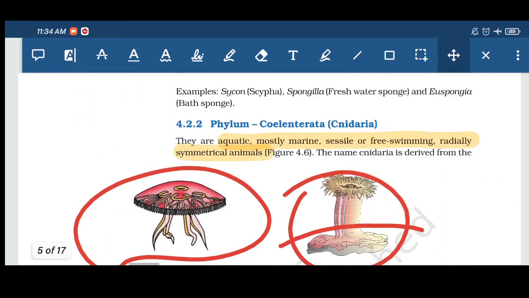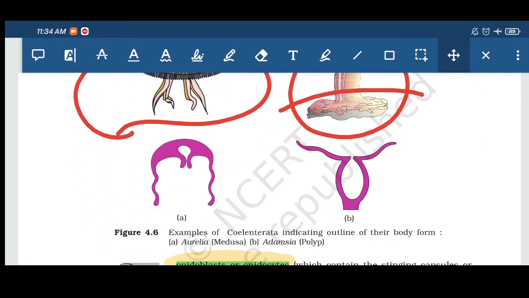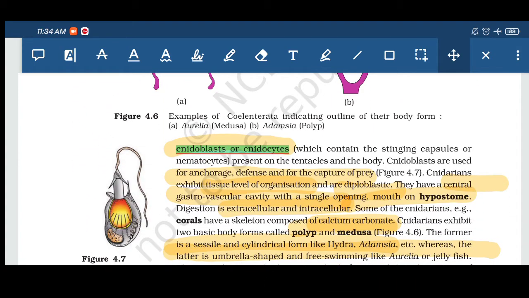Now revising phylum Cnidaria or Coelenterata. First, they are aquatic, mostly marine. They may be sessile or free living. Sessile is polyp and free living is medusa. They show radial symmetry. They are named cnidarians because they have nidoblast cells, the stinging cells, or stinging capsules. The presence of tentacles on the body. Nidoblasts are used as anchors, for defense and offense mechanism.